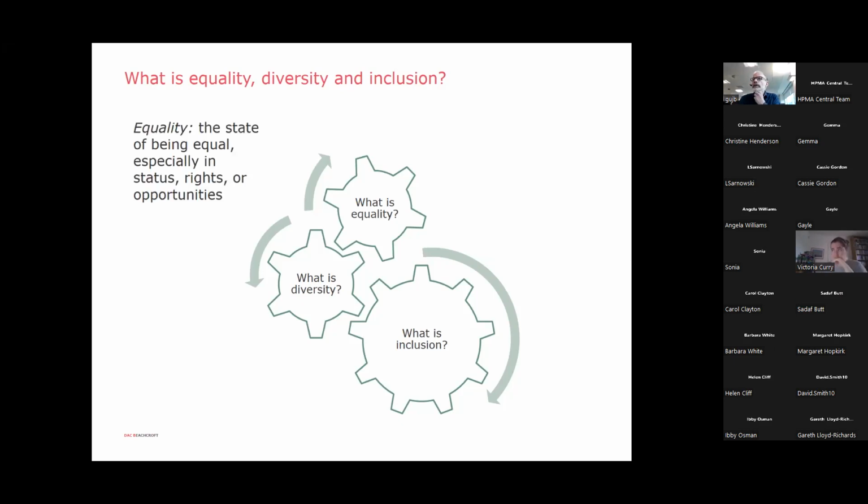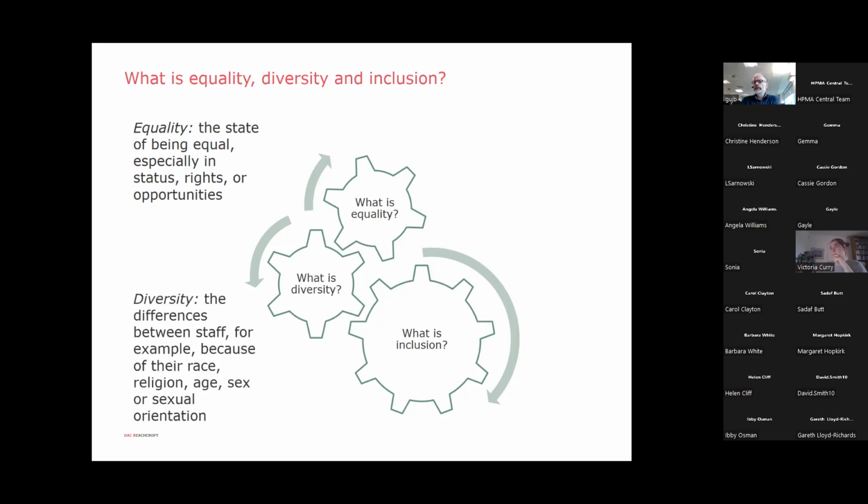For what we're operating in. So equality is the state of being equal, especially in respect of rights, status, or opportunities, again, entirely uncontroversially. And diversity is the recognition of the differences between staff, for example, because of their race, religion, age, sex, or sexual orientation. And I suppose the reason why it's worth flagging those things up is that equality is often misunderstood as an obligation to treat, sorry, is someone asking a question? No, so that's fine. Equality is often misunderstood as the need to treat everyone the same. And that is a perfectly good starting point.